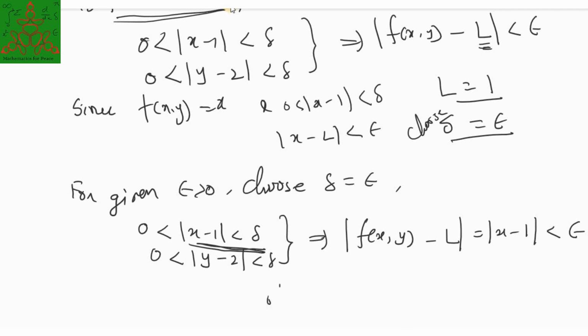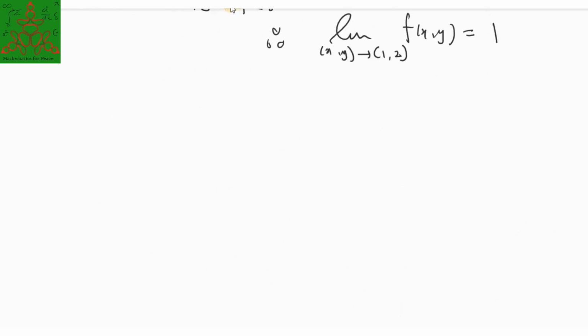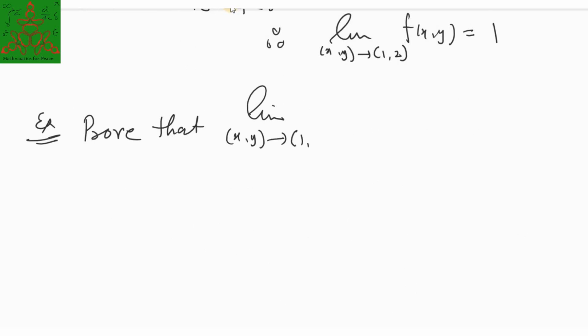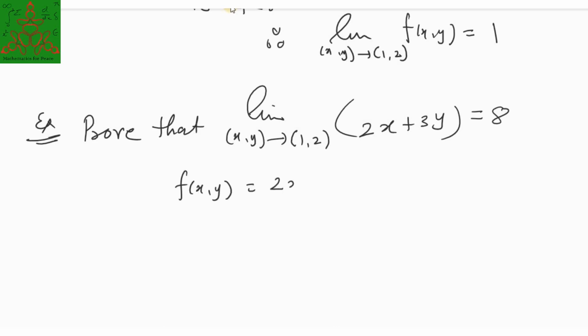So that means the limit of f(x, y) is equal to 1 as (x, y) tends to the point (1, 2). Let's have another example: the limit as (x, y) tends to (1, 2) of 2x plus 3y equals 8. First you should note what f(x, y) is. The f(x, y) is 2x plus 3y. What is your point (a, b)? Here it is (1, 2). And what is the limit L? It is 8, which is given to you.